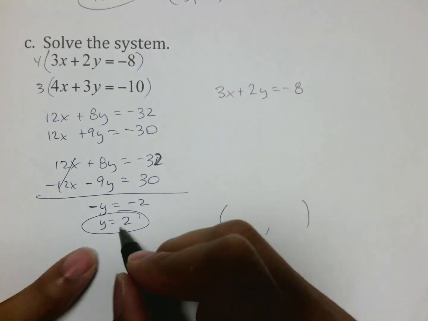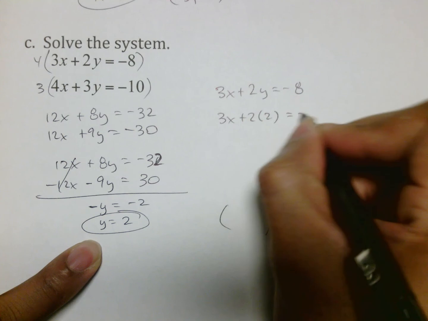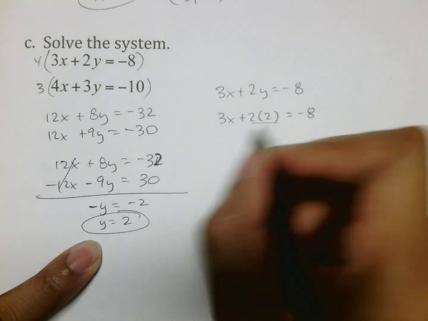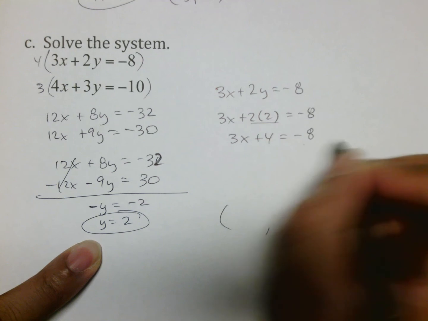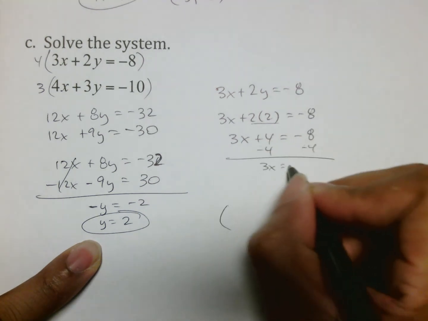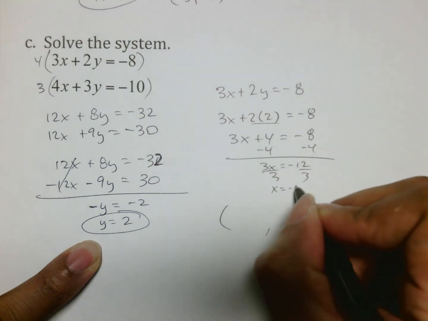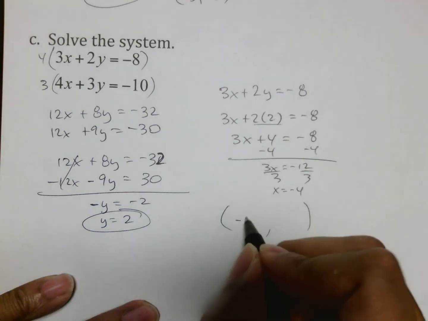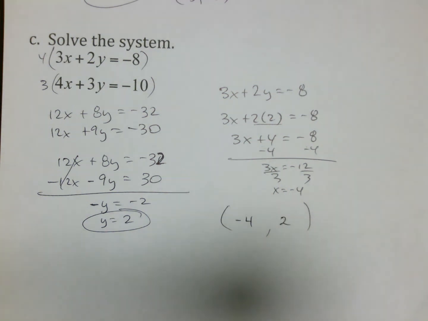And then you solve. So take this 2, plug it in here, so 3x plus 2 parentheses 2 equals negative 8. This, of course, turns into 4. We then move this forward by subtracting 4 from both sides, getting 3x equals negative 12. You then divide by 3, getting that x is negative 4. And so what you would put on your test is negative 4 for x, 2 for y. Again, thank you for doing that.